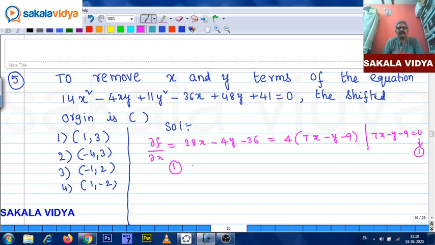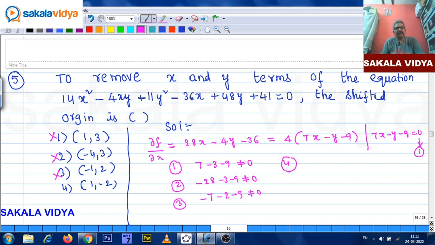Verification. First option: 7 minus 3 minus 9 does not equal 0. So first option is not correct. Go to second option: minus 28 and minus 3 minus 9. This does not equal 0. Second option has been eliminated. Go to third option: minus 7, minus 2, minus 9 does not equal 0. Third option has been eliminated. Go to fourth option: 7 plus 2 minus 9, 9 minus 9, 0. Yes. So fourth option is the right option.